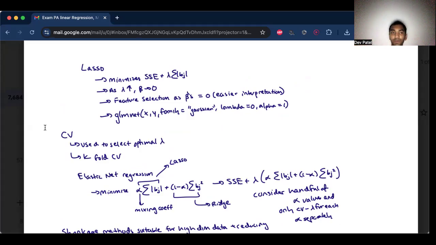The advantage of doing this is that we're able to train our model and test it on different subsets of our data. And so that's going to give us a better measure of the accuracy and the performance of our model.